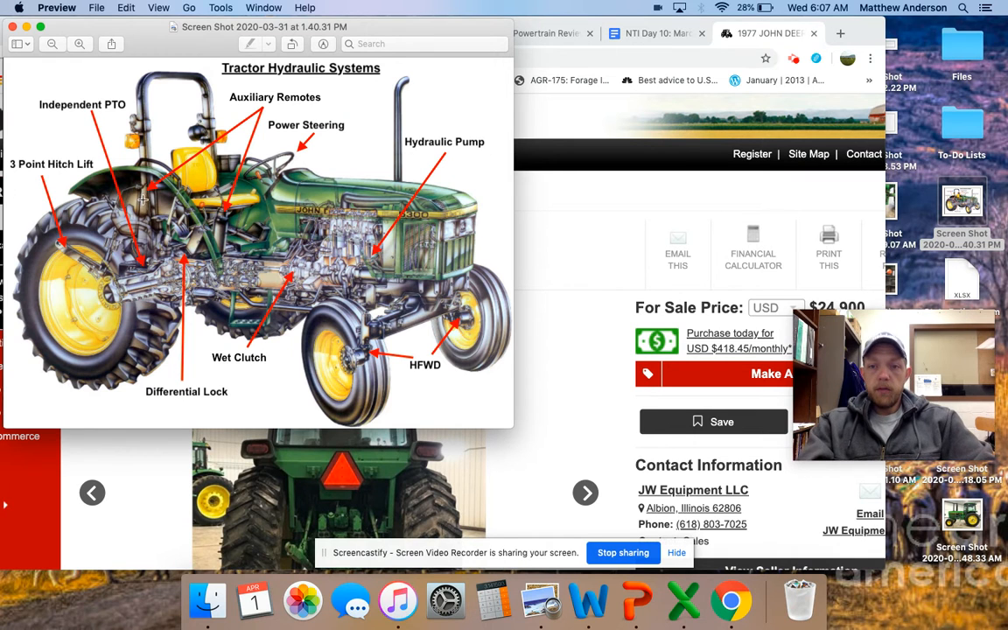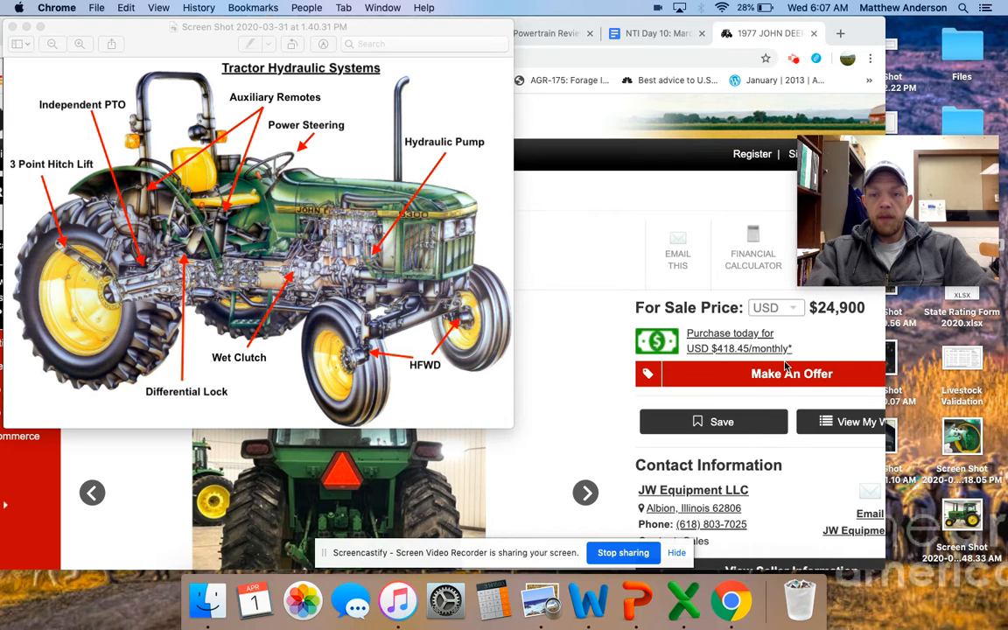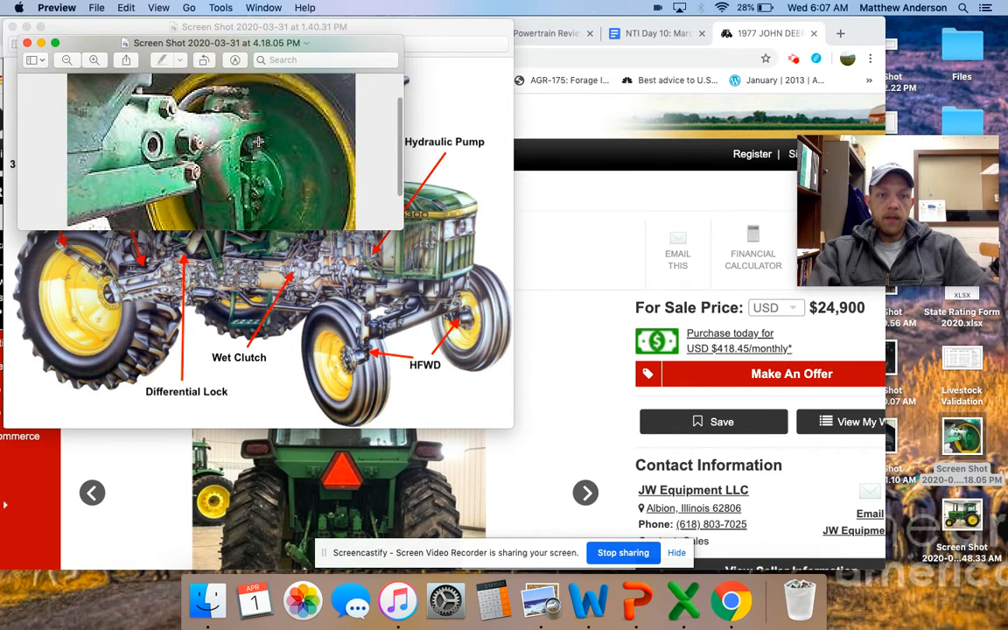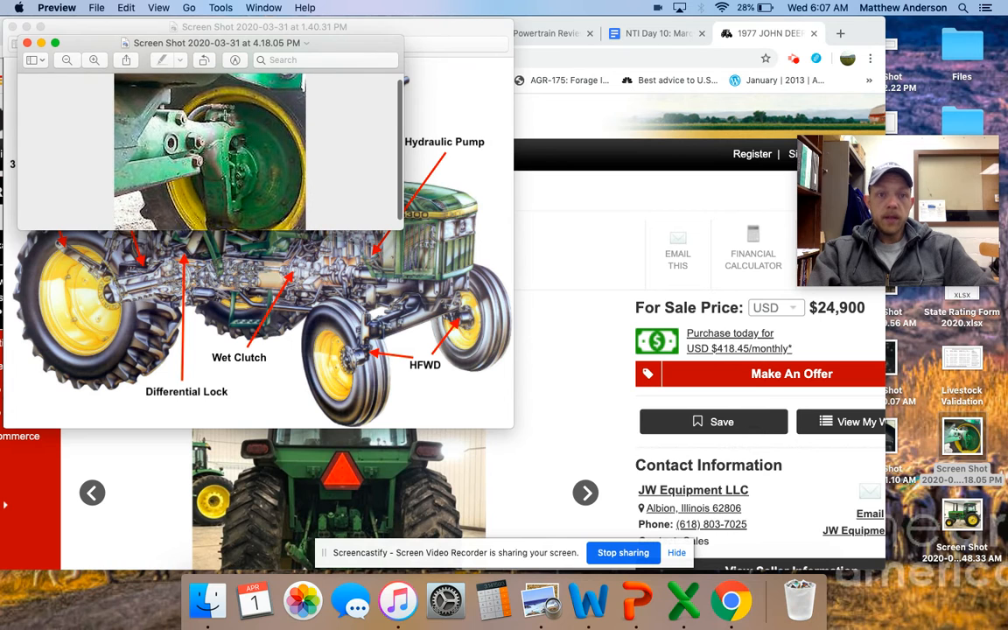Hydraulic front wheel drive. We said that four-wheel drive tractors and MFWD tractors have a mechanical front wheel assist. Some manufacturers did make a front wheel assist that was hydraulically driven, and the giveaway on those is the hydraulic hose. So it could be mechanical or it could be hydraulic. When you engage that, it's going to put fluid through that hose and turn the gear set in that hub.